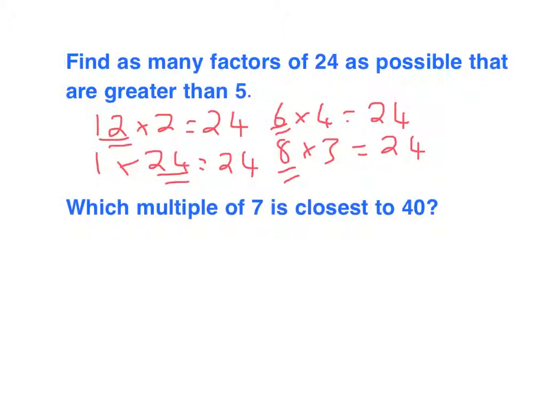Okay, for the second example, which multiple of 7 is closest to 40? Well, if I multiply 7, I can get to 35, 7 fives, and then that's the one that's less than 40, and then if I have another 7, that would be 42. And then, so which of those multiples of 7 is closest to 40? Well, of course it's 42, which is just 2 away.